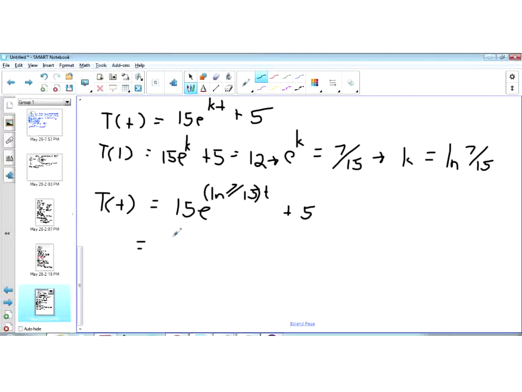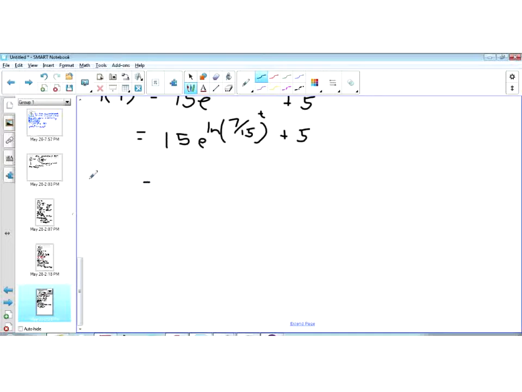Okay, and we can simplify this. The coefficient T becomes the exponent, so that would be 15 times e to the natural log of 7/15 to the T power plus 5. Knowing that e and natural log are inverse functions, we have the formula: temperature with respect to time is equal to 15 times 7/15 to the T power plus 5.